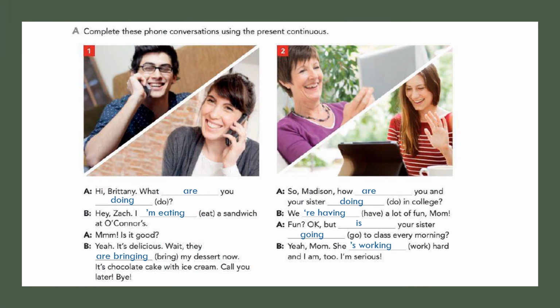Conversations will say, "Hi, Brittany, what are you doing?" "Hey, Zach, I'm eating a sandwich at O'Connor's." "Is it good?" "Yeah, it's delicious. Wait, they are bringing me my dessert now. It's chocolate cake with ice cream. Call you later, bye." 2. "So, Madison, how are you and your sister doing in college?" "We're having a lot of fun, Mom." "Fun? Okay, but is your sister going to class every morning?" "Yeah, Mom, she's working hard, and I am too. I'm serious."